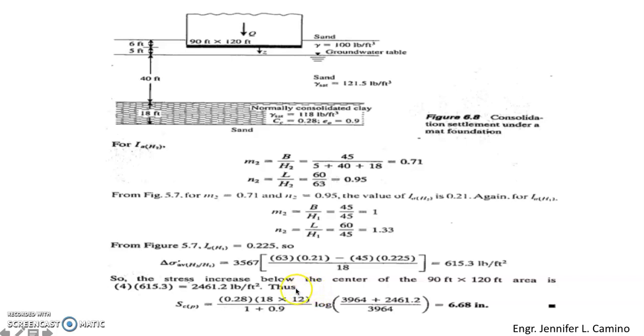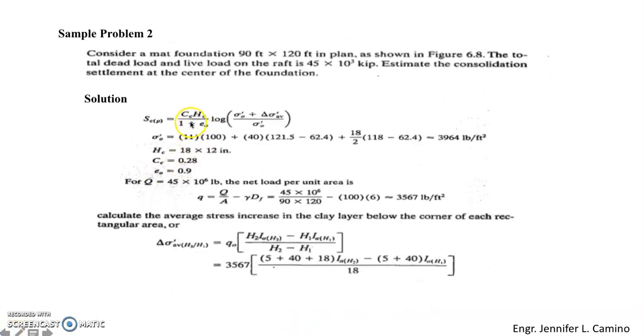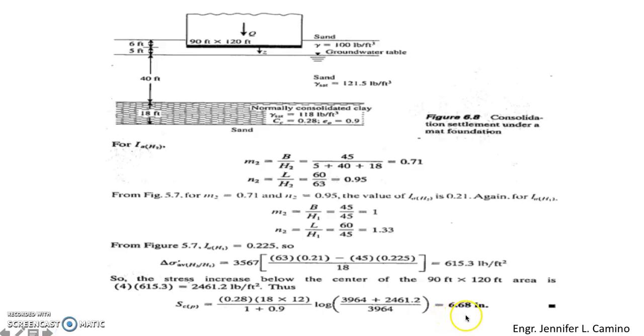So therefore, the settlement for our mat foundation is equal to this expression. You simply have to substitute the values of these parameters. This one is given, this is given, this is also given, this one was solved, and you also solve this one. Simply substitute these specific values, and we obtain the settlement for the mat foundation as 6.68 inches.